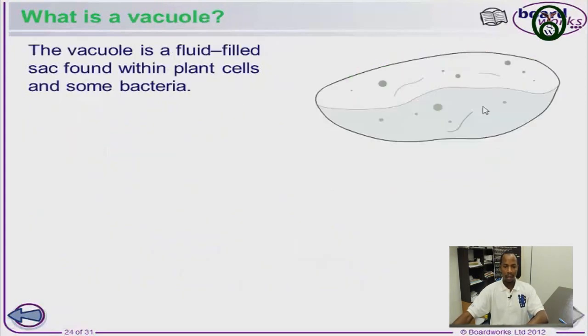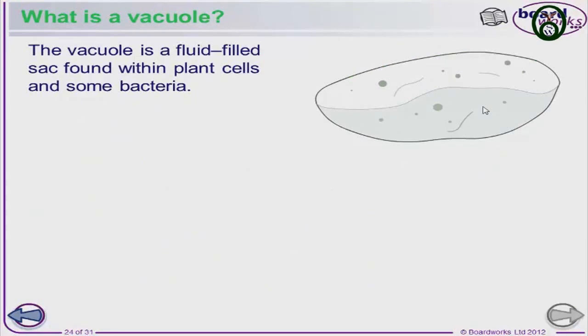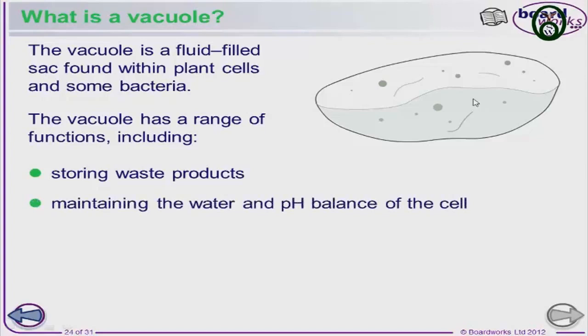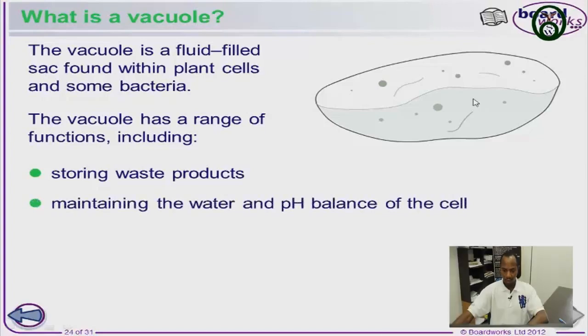Now let's take a look at the vacuole, the cell vacuole. The vacuole is a fluid-filled sac which contains water and nutrients of the plants. Now the vacuole has a range of functions. One is storing waste products. The vacuole helps the cell or the organism to store waste products. Another one is maintaining the water and the pH balance.